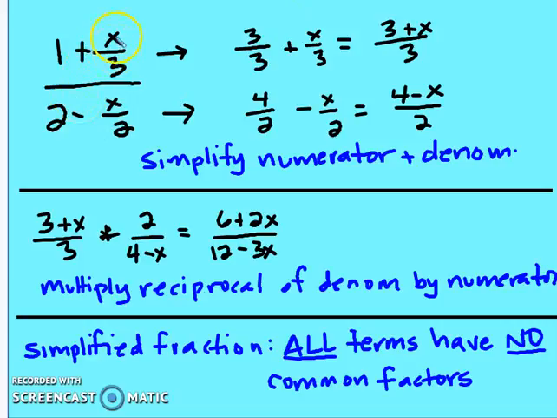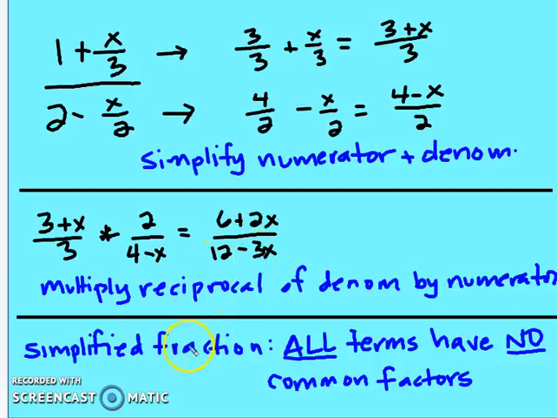1 plus x over 3, we have to find a common denominator, which ends up being 3. 3 over 3 plus x over 3 is equal to 3 plus x over 3. Then taking the denominator, 2 minus x over 2, common denominator is 2. 4 over 2 minus x over 2 leaves us with 4 minus x over 2. Now we multiply the numerator by the reciprocal of the denominator. 3 plus x over 3 times 2 over 4 minus x leaves us with 6 plus 2x over 12 minus 3x.